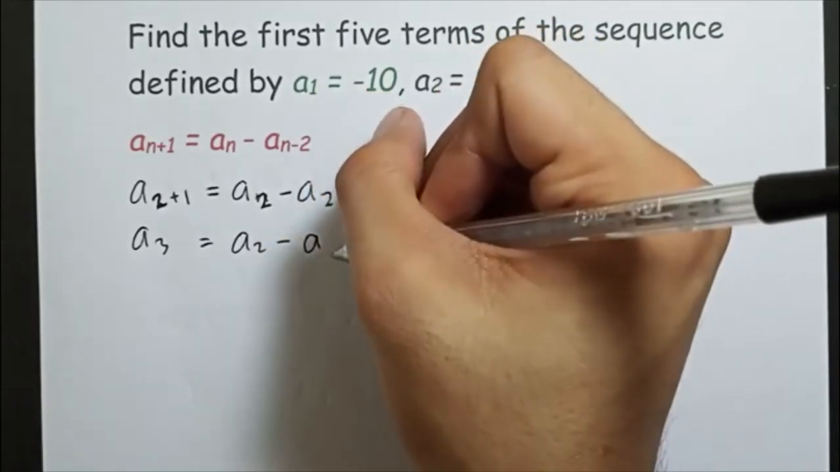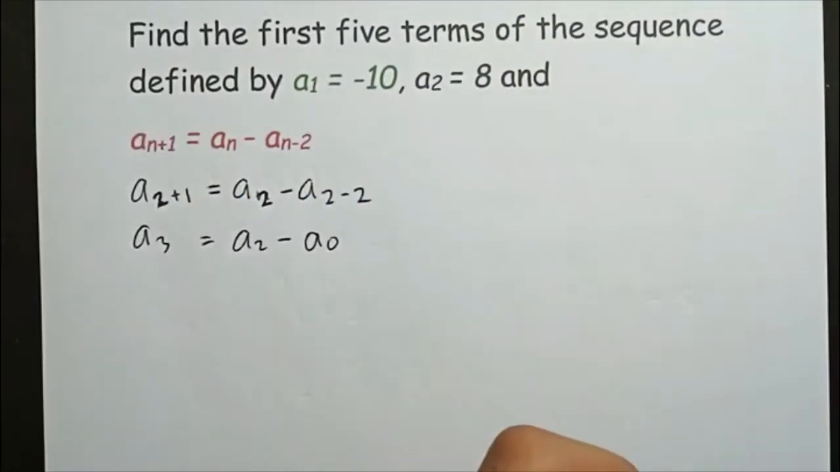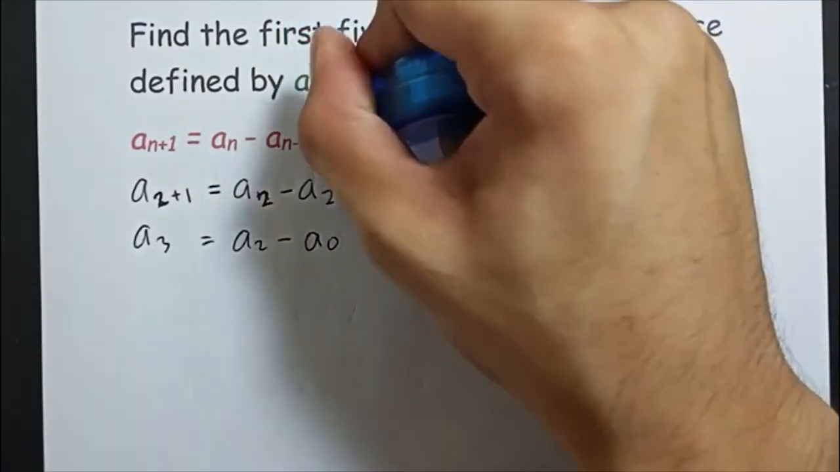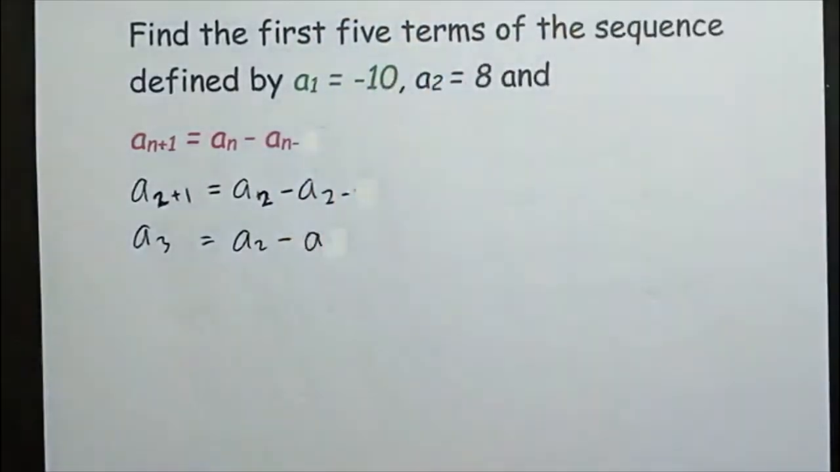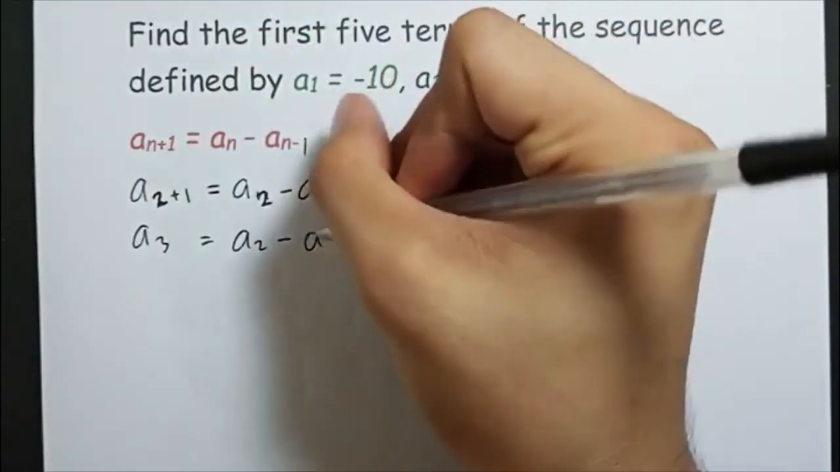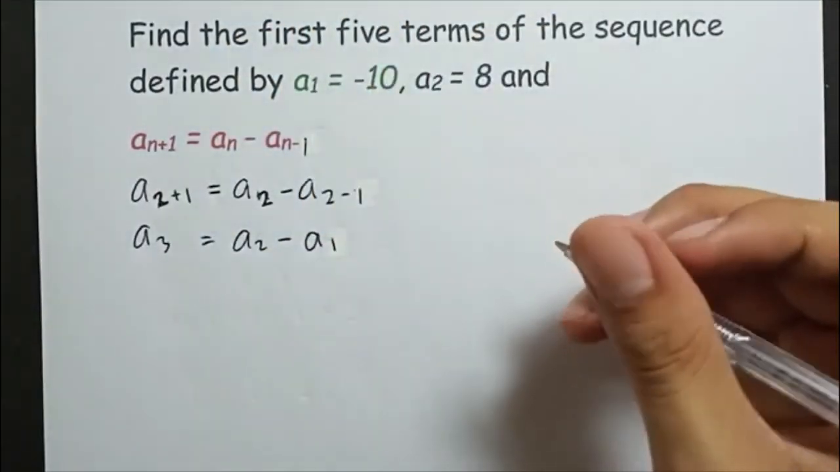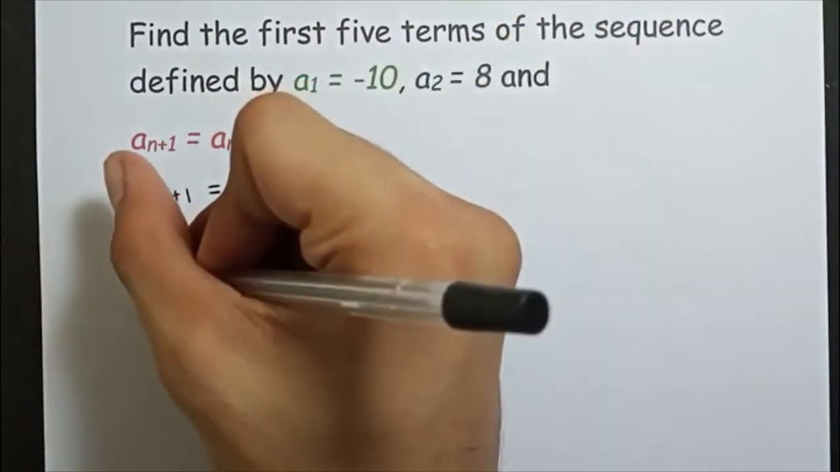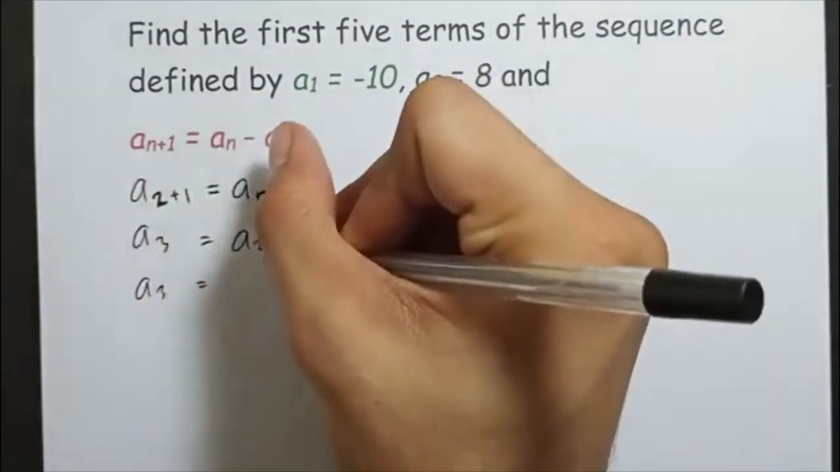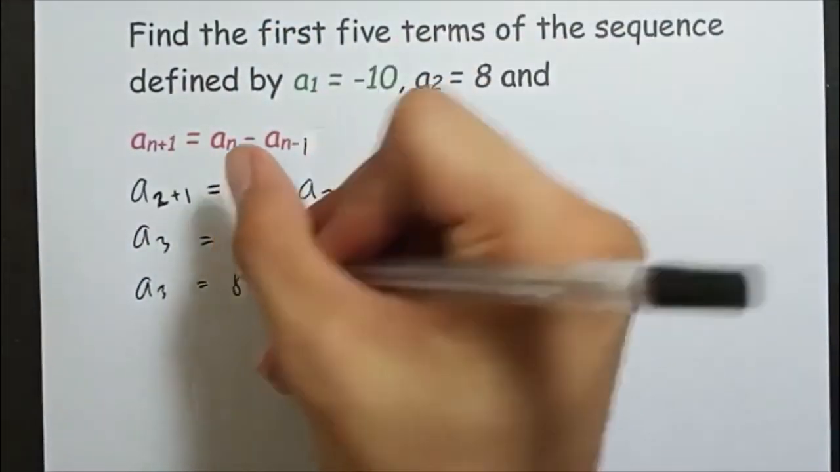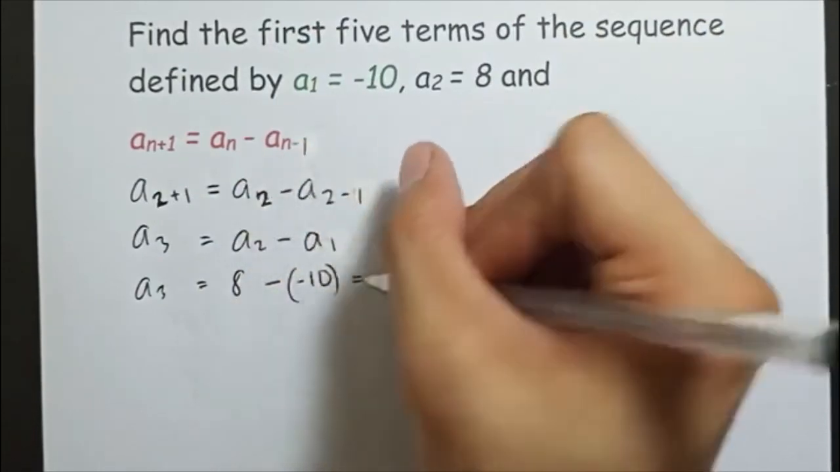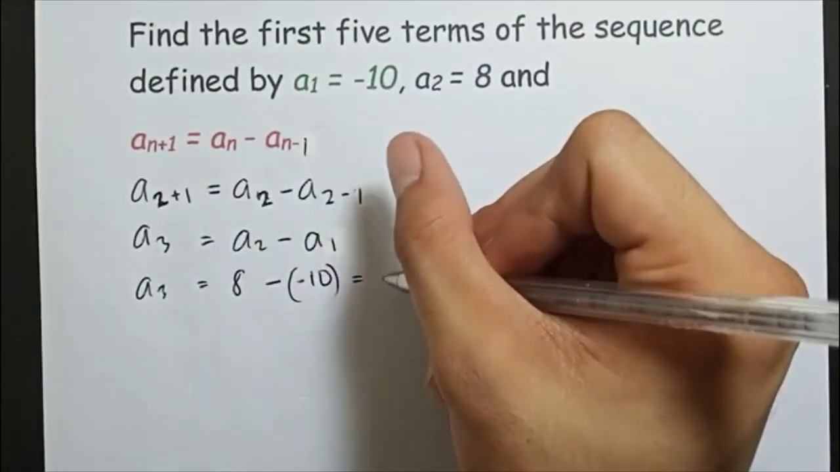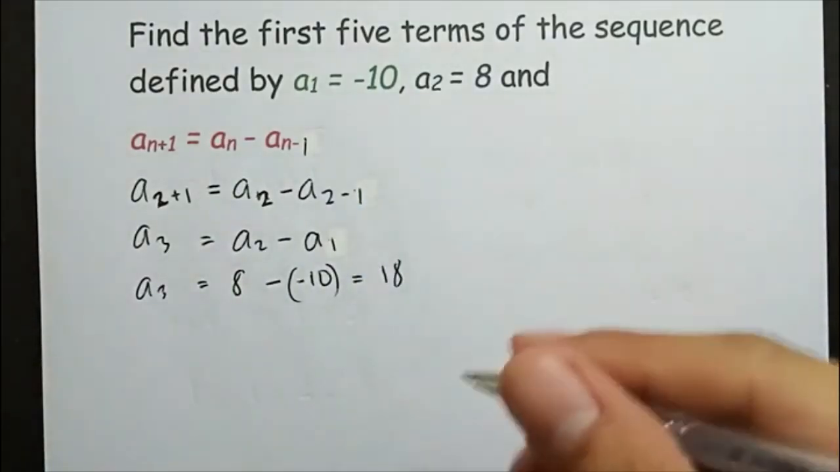0. Mali. N minus ano pala? N minus 1. So, correction. Minus 1. 2 minus 1 is 1. Then, parang ganun din. Yung kanina lang. Inulit lang. A sub 3 equals, ano bang a sub 2 natin? A sub 2 is 8. Minus a sub 1 natin is negative 10. So, negative minus negative magiging addition. 8 plus 10 is 18. A sub 3 is equal to 18.